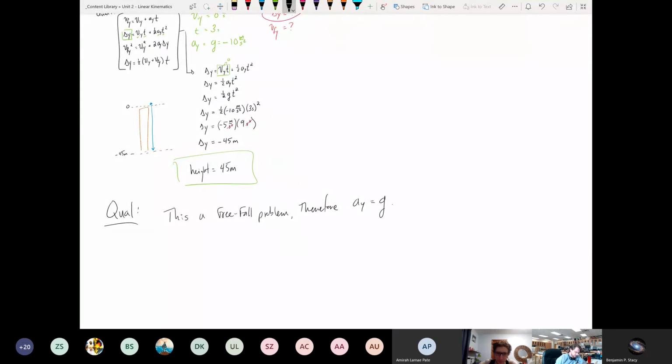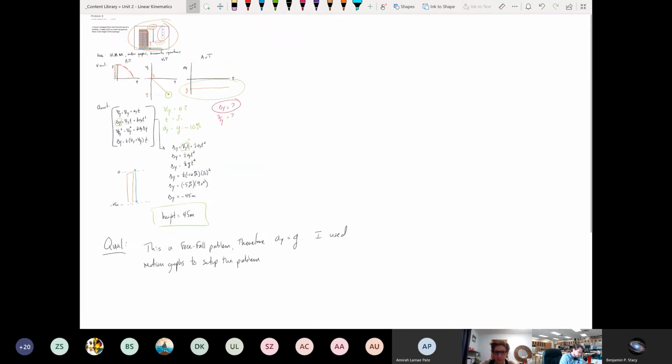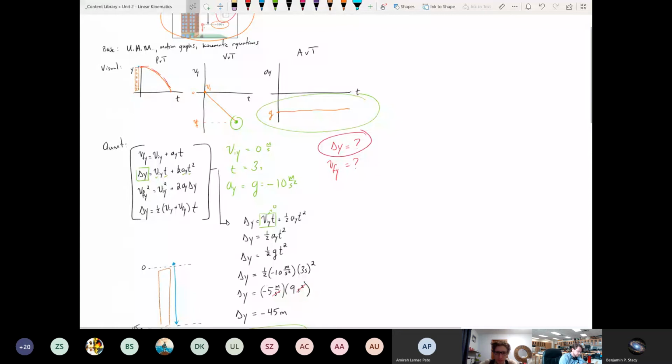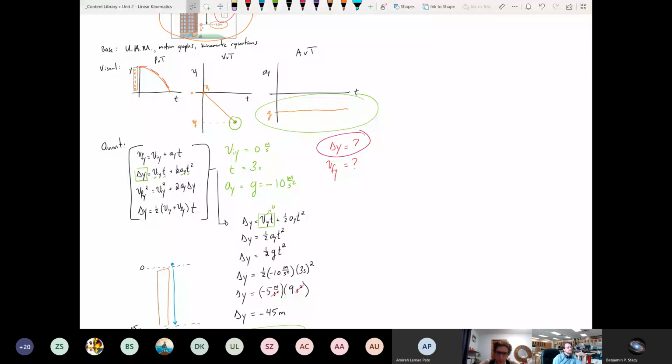It's a free fall problem, therefore a_y equals little g. What did I do first? I used motion graphs first. I did a visual. I used motion graphs to set up the problem, because that gave me an idea of the ball moving in the negative direction. I got a constantly increasing velocity in the negative direction, and my acceleration is going to be this negative 10 meters per second squared, little g. So I used the motion graphs to help me set up the problem.